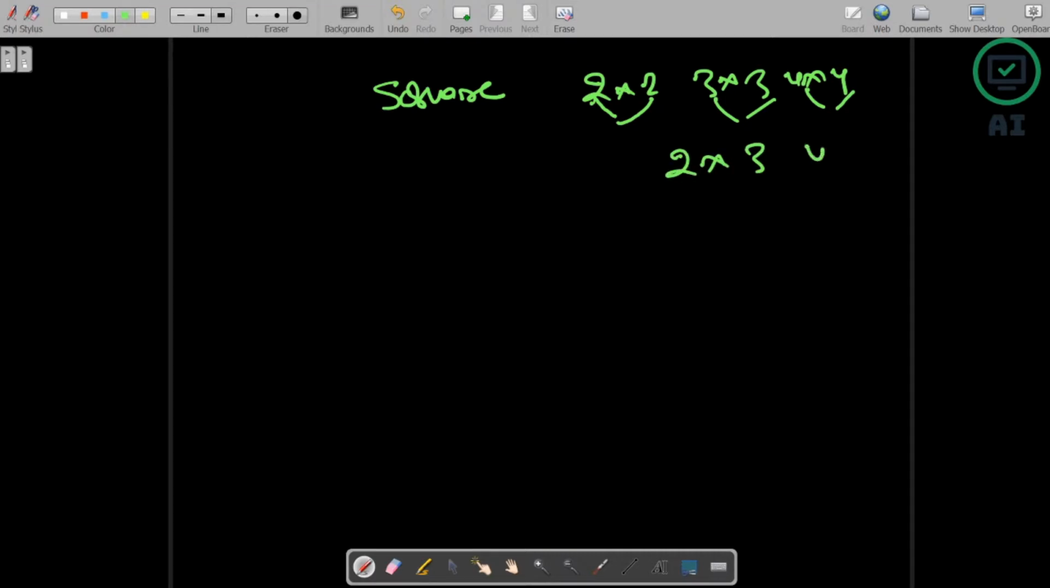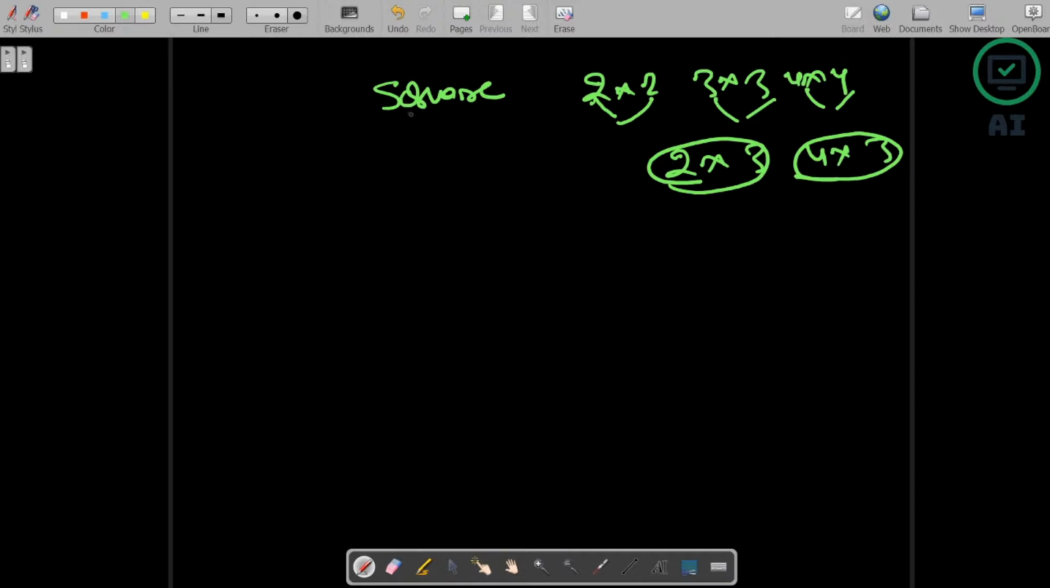So some properties are there. We can find the inverse only for those matrices which are square. We cannot find the inverse for a rectangular matrix. A square matrix could be 2 cross 2, 3 cross 3, 4 cross 4. The property of a square matrix is that the row and column counts are the same. So here it is 2 and 2, 3 and 3, 4 and 4. If you have a matrix like that, we cannot find the inverse of this kind of matrix.